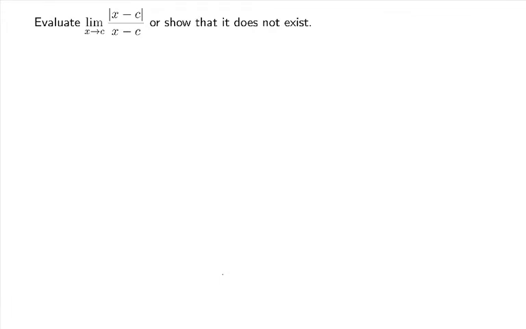So suppose we'd like to evaluate the limit as x approaches c of the absolute value of x minus c divided by x minus c. Anytime we're asked to compute a limit, what we're really after is understanding the behavior of a function as x gets close to something. In this case, we want to understand the behavior of this function right here as x gets close to c.